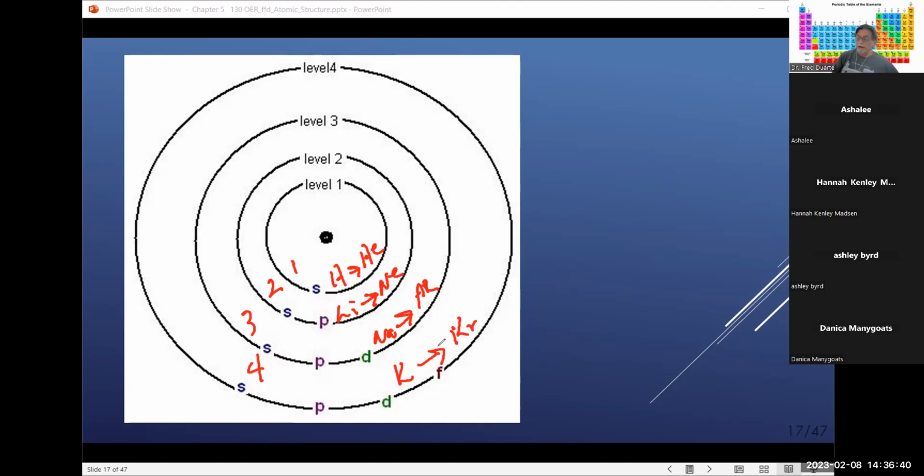Okay. Now, which is pretty cool, we can use the periodic table to describe the electrons and what orbital those electrons are in, based on their position on the periodic table.